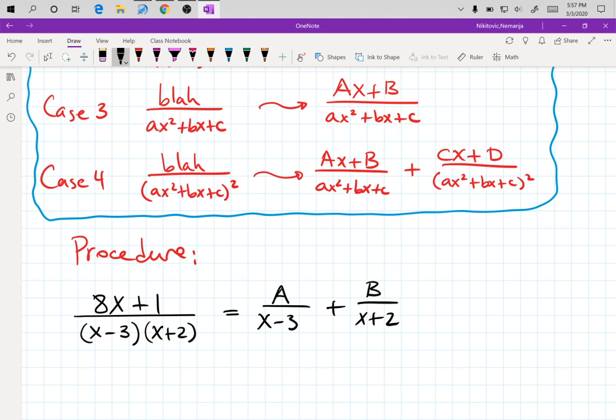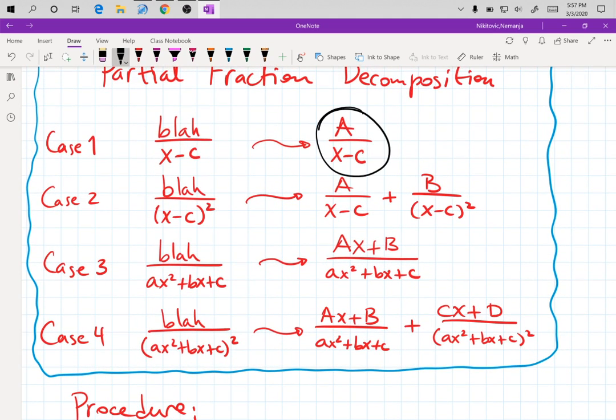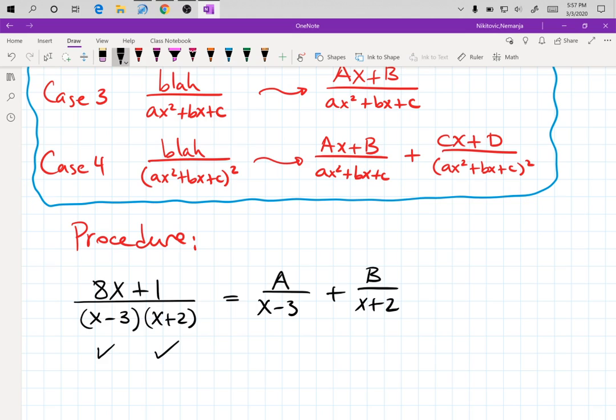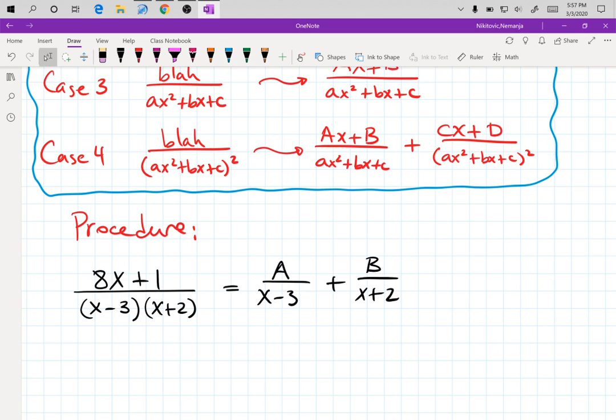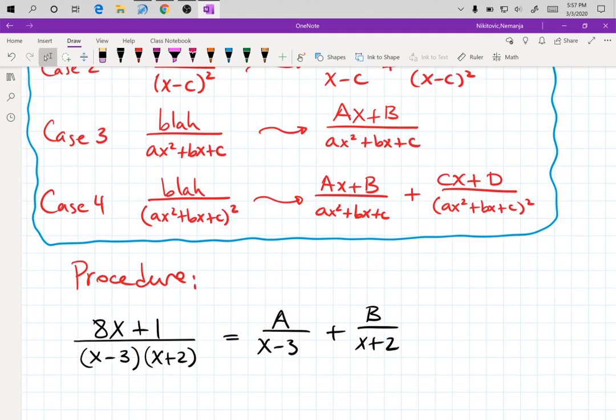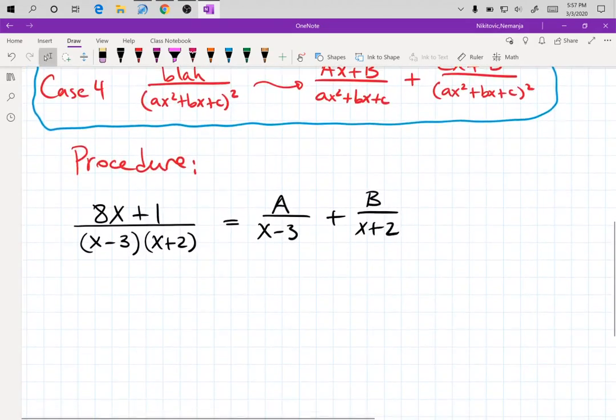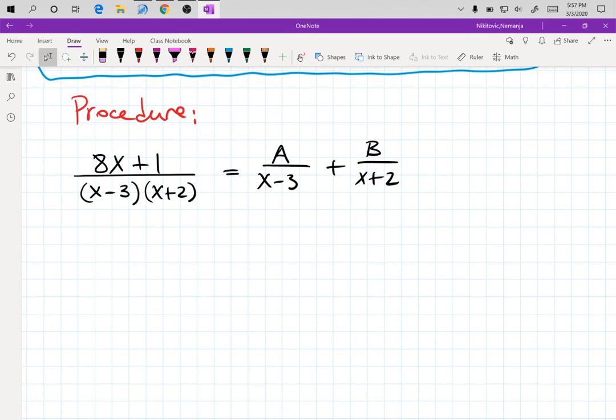I understand that for the linear case, you have A over x minus 3 or whatever, but I have two of them. So these are two linear terms. Well, since I already used A for the first one, I will have to use B for the second one. And now we have set up the partial fraction decomposition. The rest of the problem is to figure out what those A and B are. Now we know that those A and B must work out to be 5 and 3, but let's see how to calculate this.